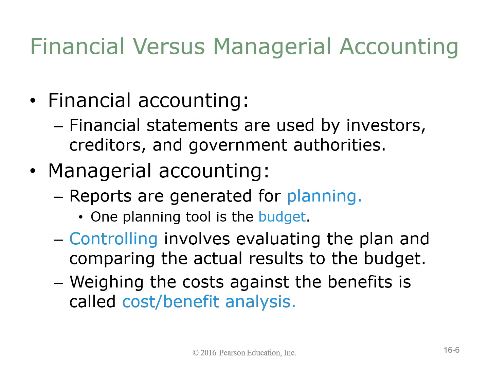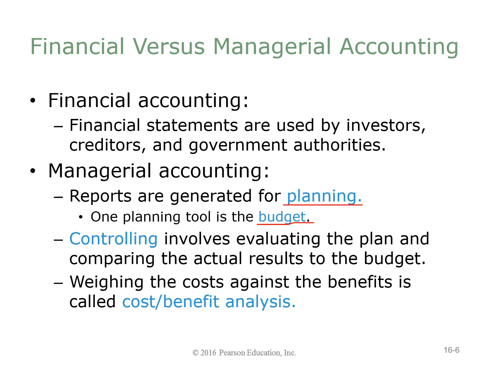What is the main difference between financial accounting and managerial accounting? Financial accounting is used by investors, creditors, and government authorities. Those are the main users that the financial accounting system provides with information. For managerial accounting, reports are generated for planning, and one planning tool is what we call a budget. What is a budget? A budget is an expectation for the future, including an expectation of revenue, expenses, and other financial elements.